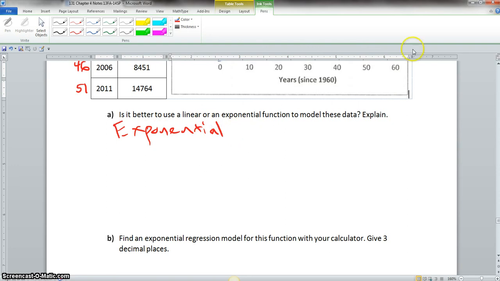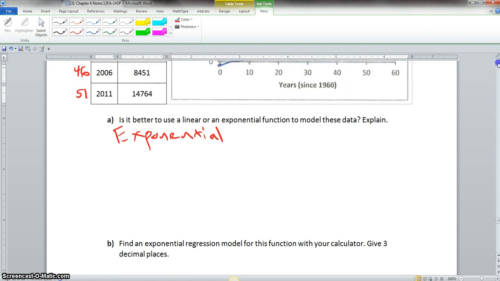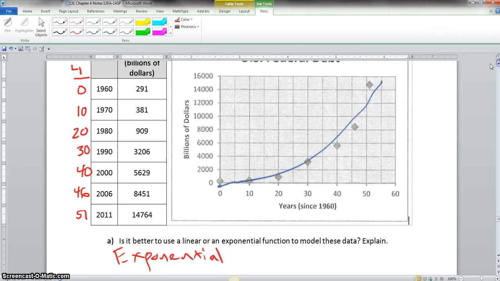And the reason being is, if you look here at this graph, what do you know about a linear line? That's correct. The line would be straight. But this line is curved. And we know a curved line is more representative of an exponential function than it is of a linear function. So we could put exponential, and we could put because the points are curved.